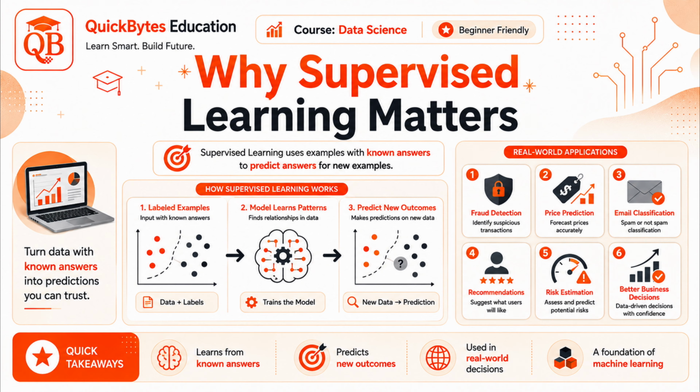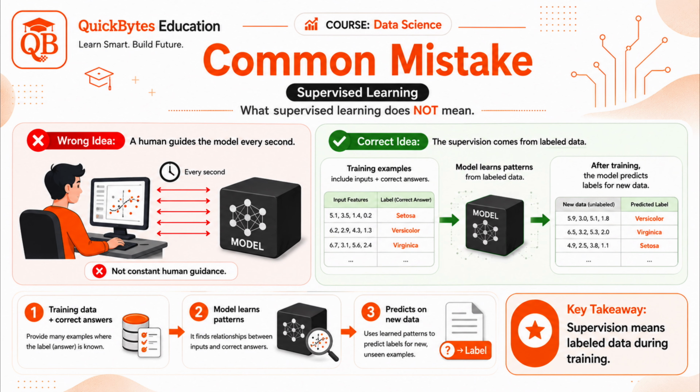A common mistake is thinking supervised learning means a human is guiding the model every second. That is not what it means. The supervision comes from the labeled data. The model is supervised because it has examples with correct answers during training. After training, it can use what it learned to predict labels for new data.